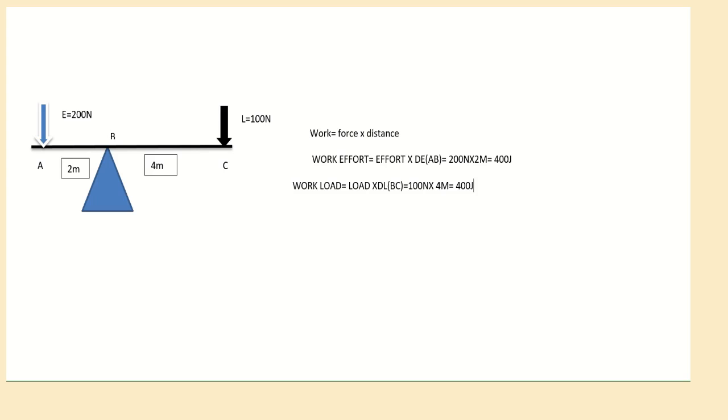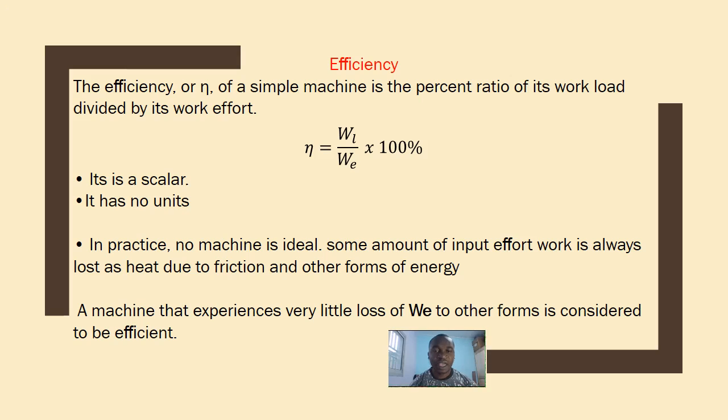Hope it's understood. Knowing the workload and the work effort of every machine will help us to calculate the efficiency of that machine. So what now is the efficiency of a machine? The efficiency of a simple machine is a percent ratio of its workload divided by its work effort. So efficiency is equal to the workload, which is WL, divided by work effort, which is WE, times 100%.